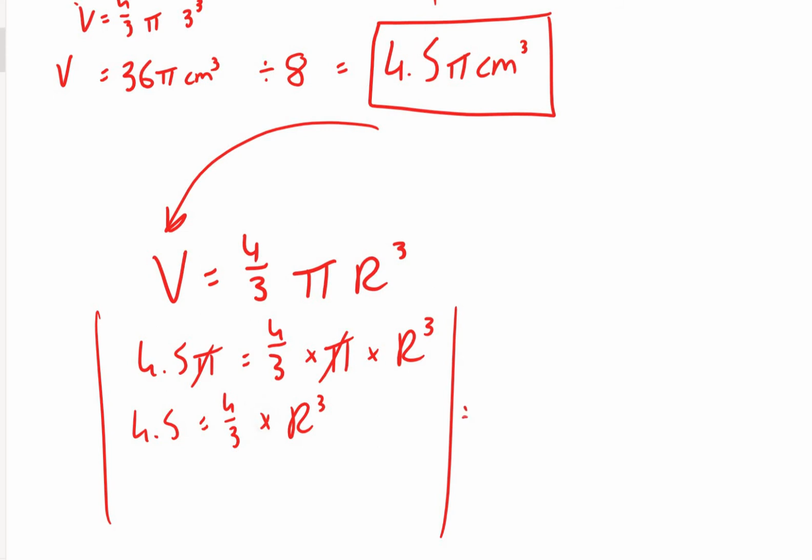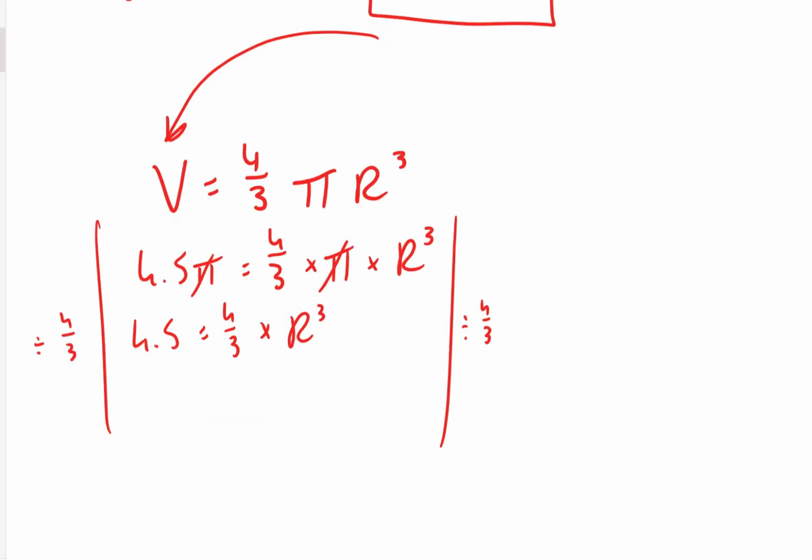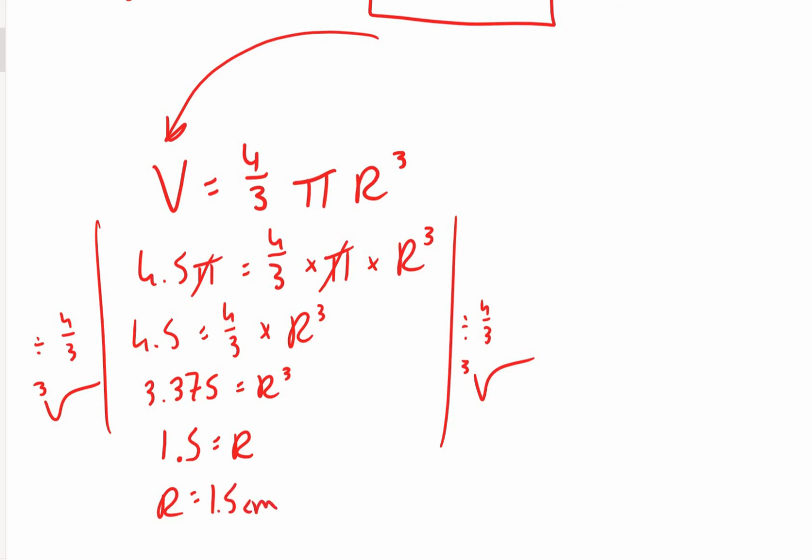If I divide by 4/3 on both sides, I divide 4.5 by 4/3 on that side, we get 3.375 equals r cubed, and we need to get the cube root of that. So on our calculators, the cube root of 3.375 equals 1.5. So the radius of the small one is 1.5 centimeters. Okay.